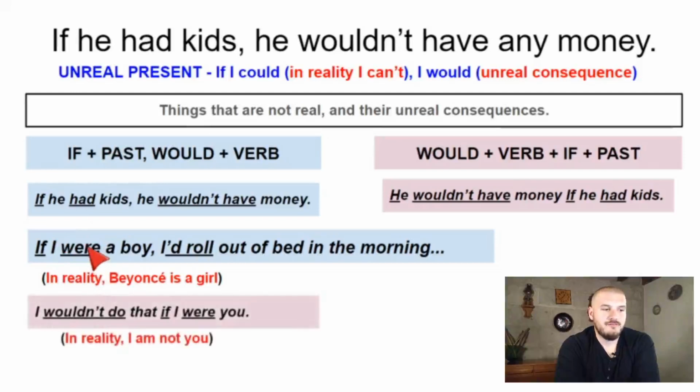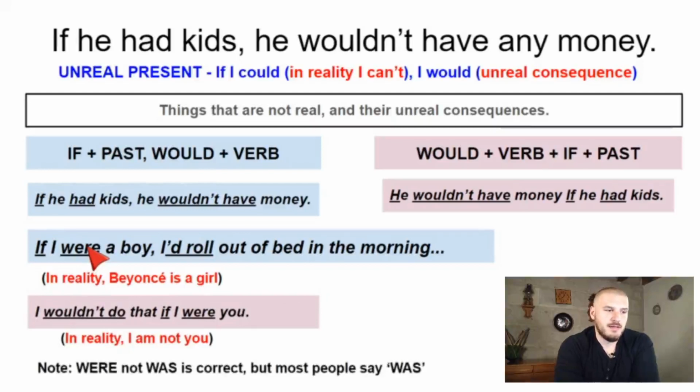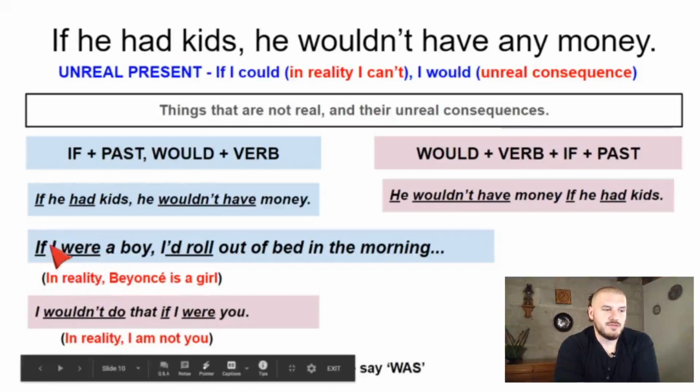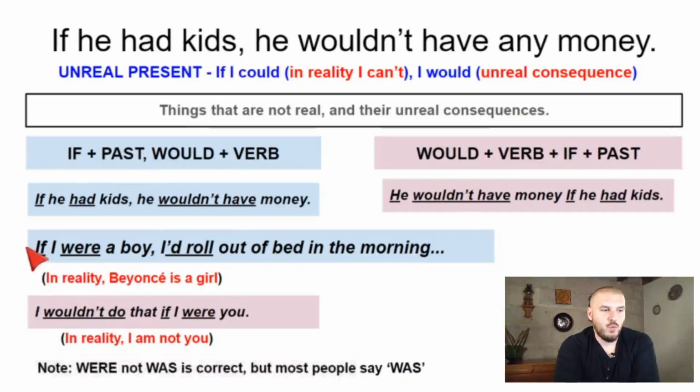I wouldn't do that if I were you. No haría eso si yo fuera tú. En realidad no soy tú, right? So we're talking about unreal situations. So again, note in both of these examples, were, not was, is correct, okay?